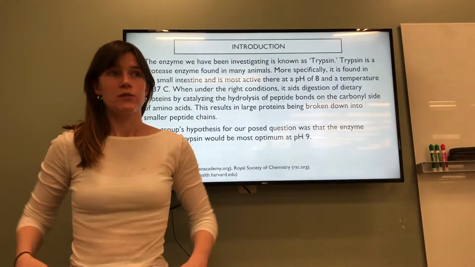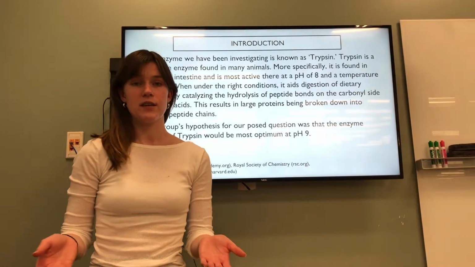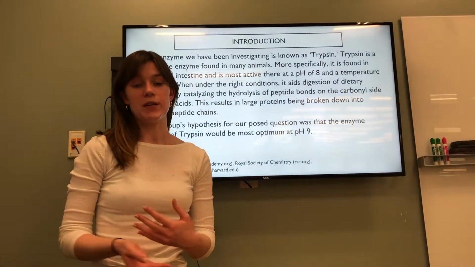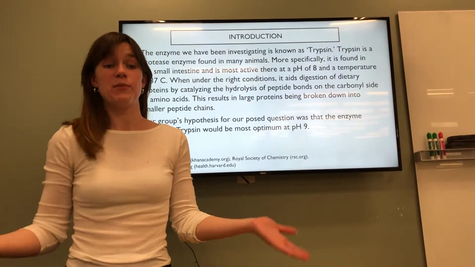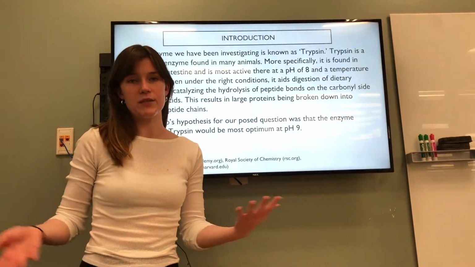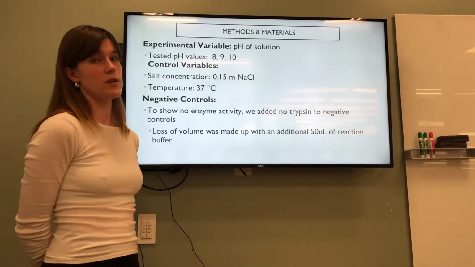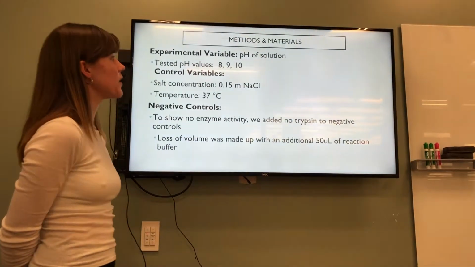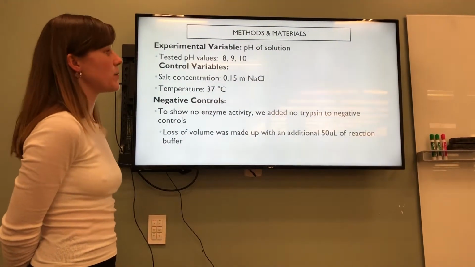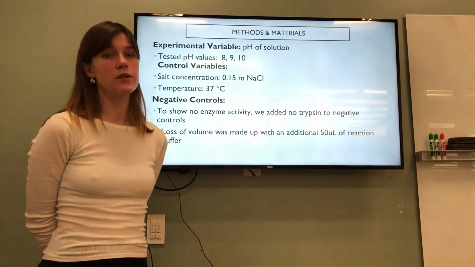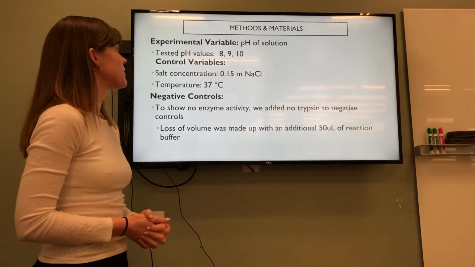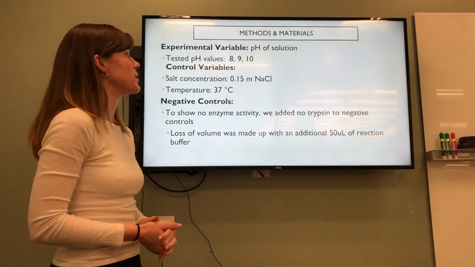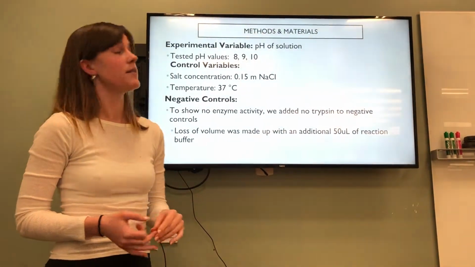So due to the fact that pH of 8 is basic, we presumed that the enzyme activity would be more optimal at an even more basic pH. The experimental variable of our experiment was the pH of the solution. It was the variable that we were testing. And the pH values that we tested were pH 8, 9, and 10.